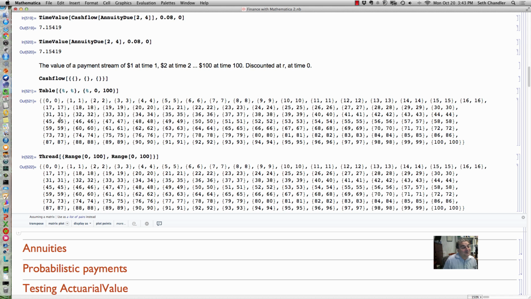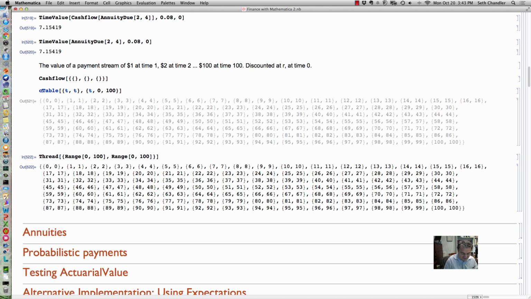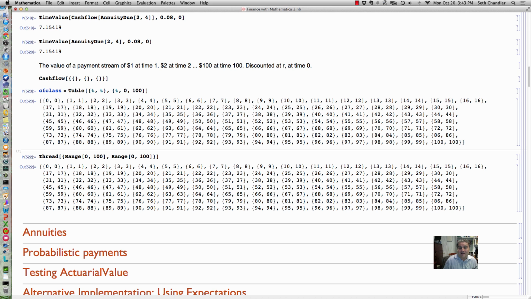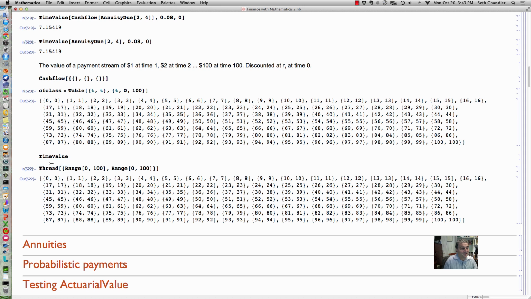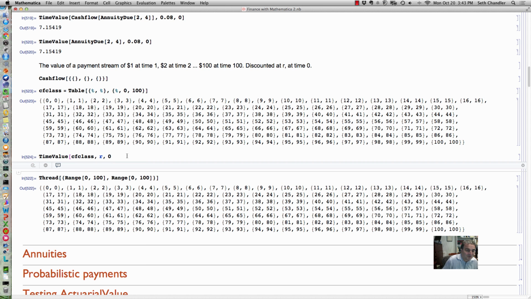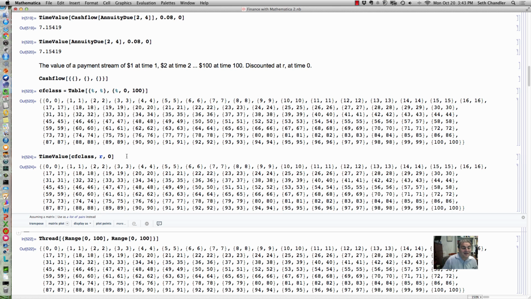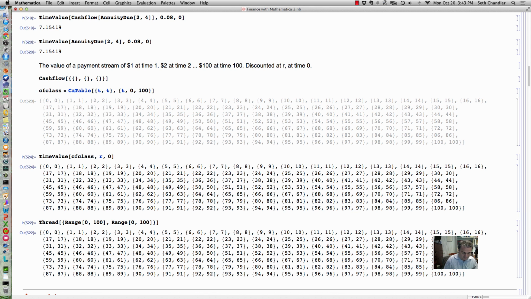Now that I've got that, let's call this CFclass. Now what do I do? Then you just wrap a time value around it. All right, TimeValue, CFclass, now what? What is the interest rate again? R. Then you put R, then comma 0. And I remember to close my bracket. And that's not right, because I didn't write cash flow. Let's wrap a cash flow around it.